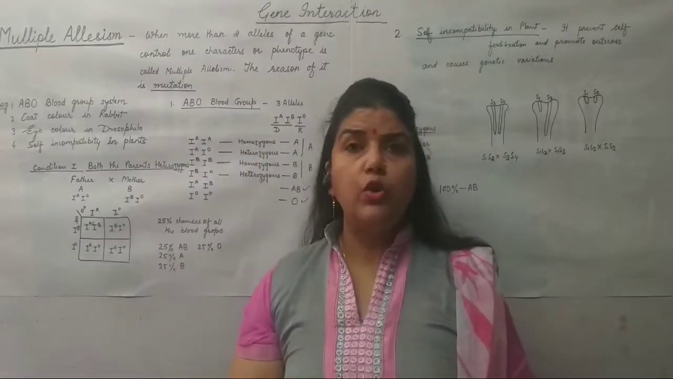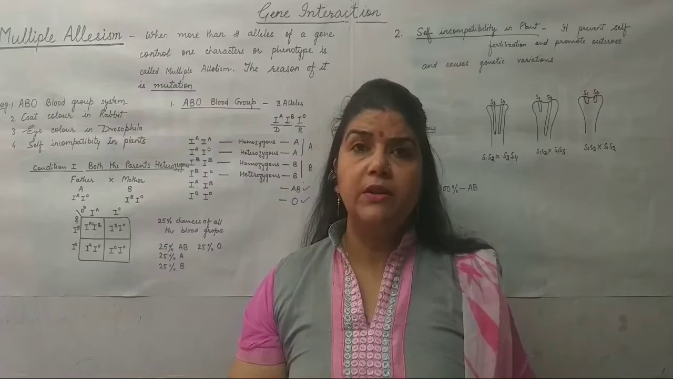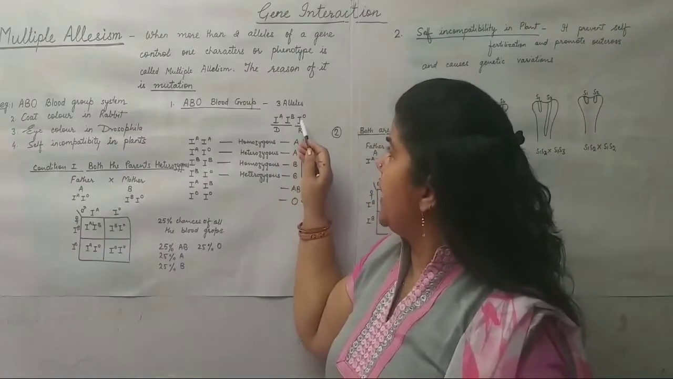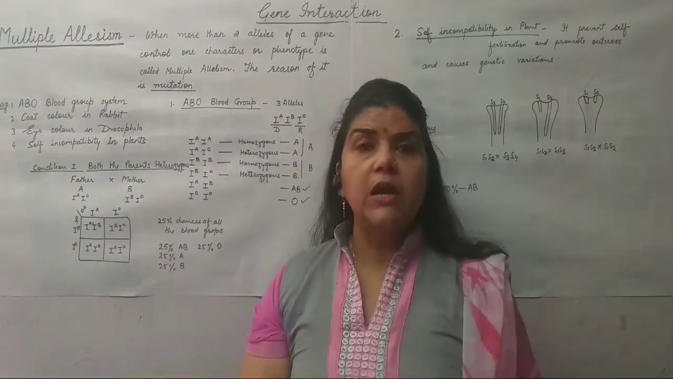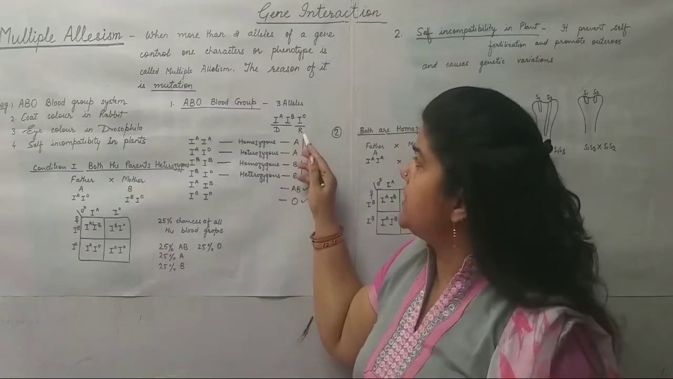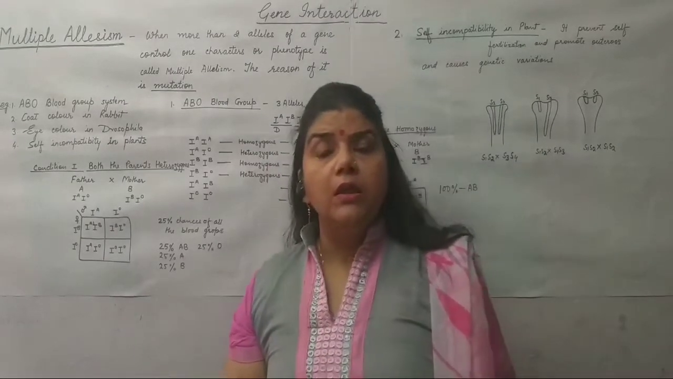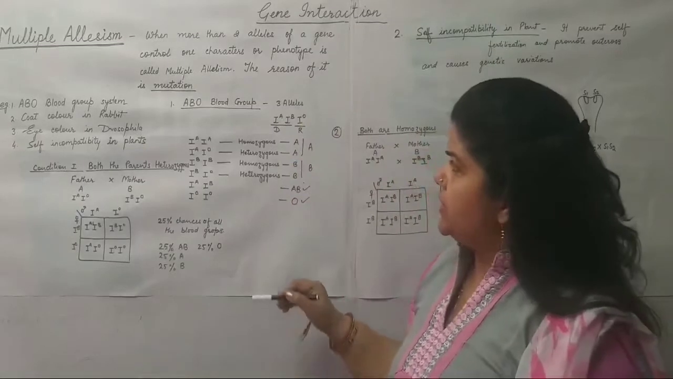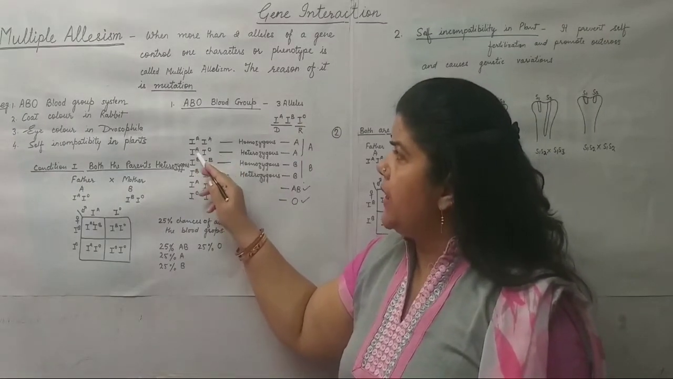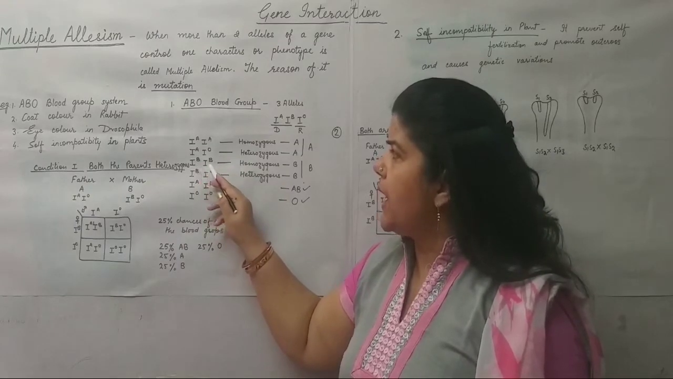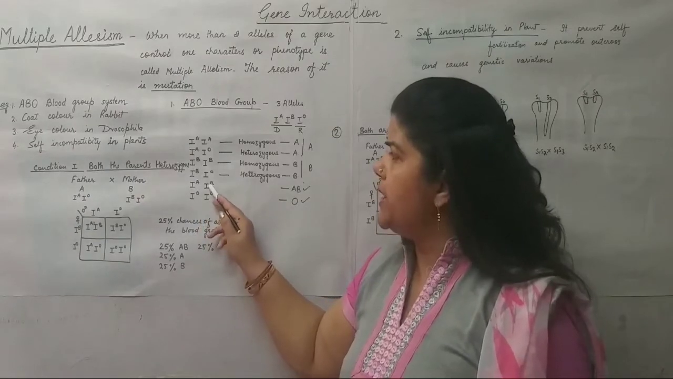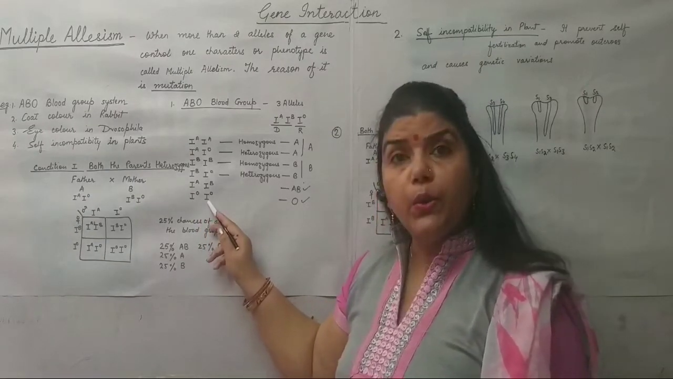In the ABO blood group, the blood group is represented by three alleles, IA, IB and IO, in which IA and IB are dominant and IO is recessive. They form the following combinations: IA IA, IA IO, IB IB, IB IO, IA IB, and IO IO.